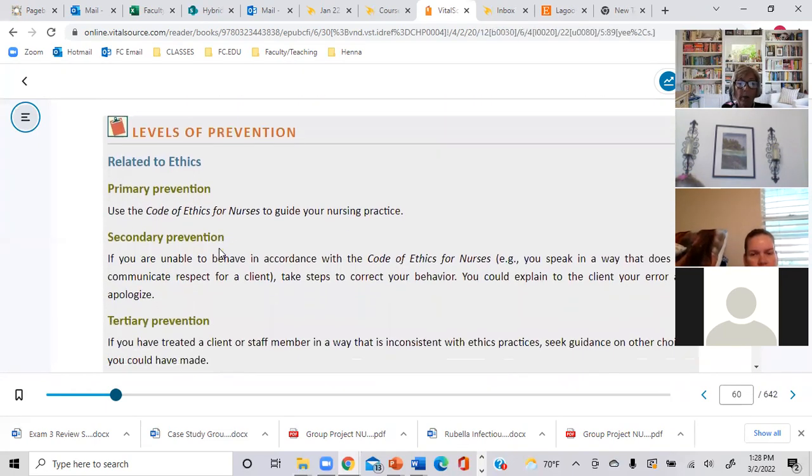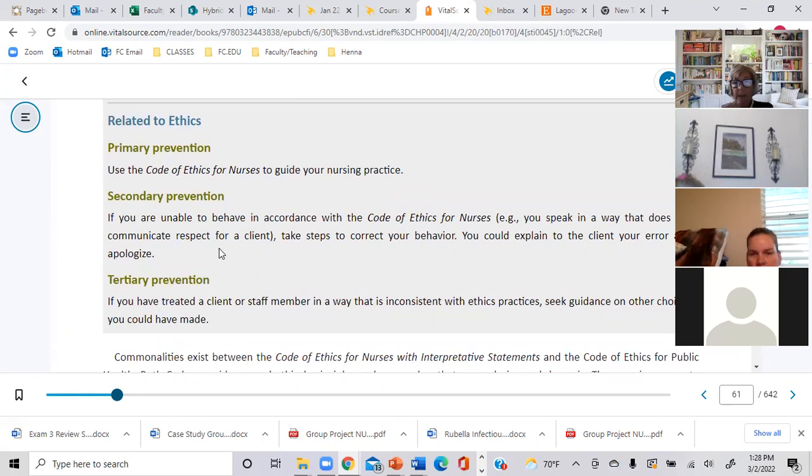And then let's go through our levels of prevention. Students are still getting these questions wrong on exams, so I want to cover them. This box is related to ethics. So primary: why would you use the code of ethics of nurses to guide your nursing practice? Why is that primary?